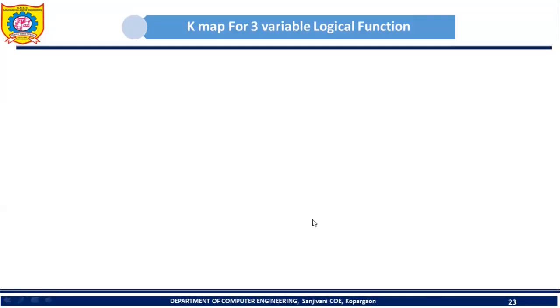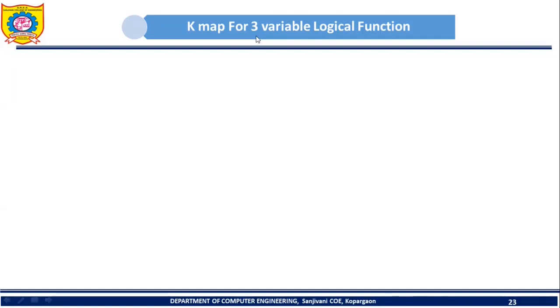Welcome everybody. In the previous presentation we have seen what is K-map. Then we have seen two variable K-map. So now we are going to see three variable K-map. So the question is, when should we use two variable K-map, three variable K-map?